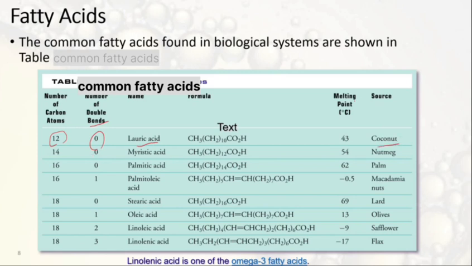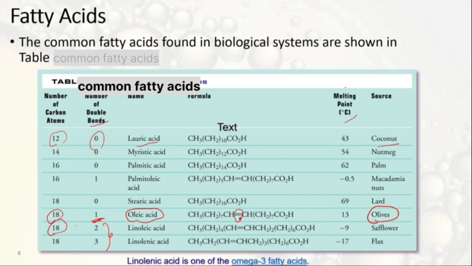Similarly, if you see 18 carbon atoms, here you can see there is one double bond, which we say is oleic acid. Here is the double bond, and the common source for this is olive. That's why people used to say olive is very healthy and it's mostly used nowadays. Similarly, the carbon atom count is the same for linoleic acid, but the change is in the number of double bonds.